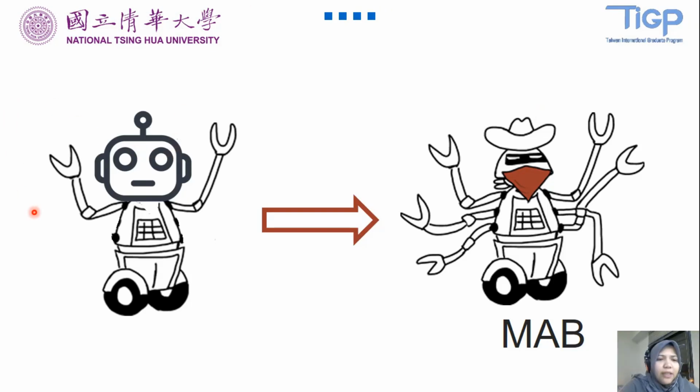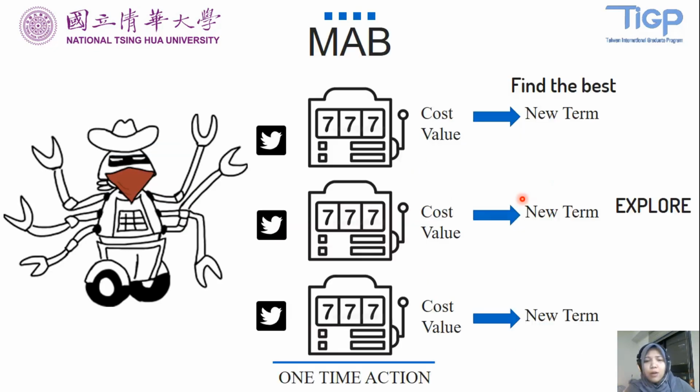Because of that, instead of using only 1 streaming API, they use a multiple arm bandit. From this figure, we can see this robot has only one pair of hands, and this one has multiple arms on it. So in MAB, multiple arm bandit, they do the iteration in one time action. At the same time, they collect data in different arms, and then they process it, and they determine the ones with low cost and high value, and they find the new term. After that, they find the best by cost and value. After setting the best new term, they start to explore it.